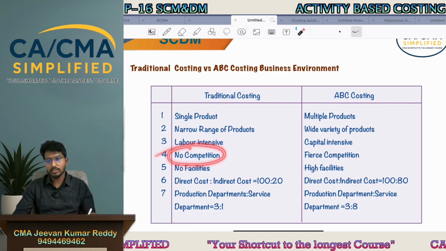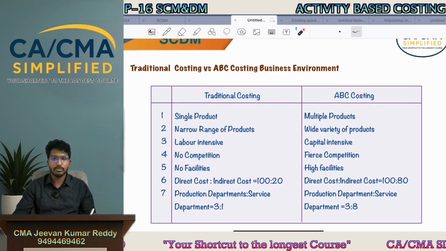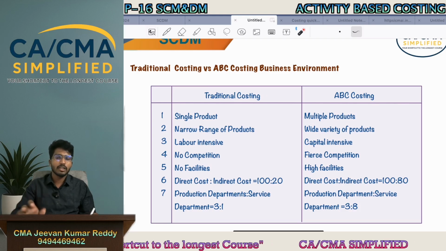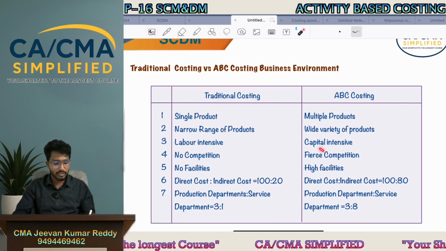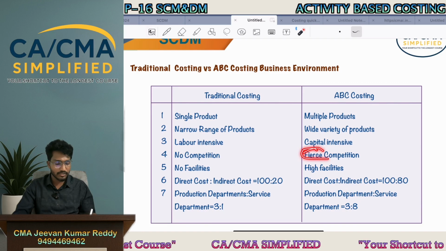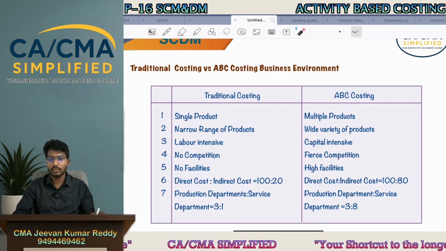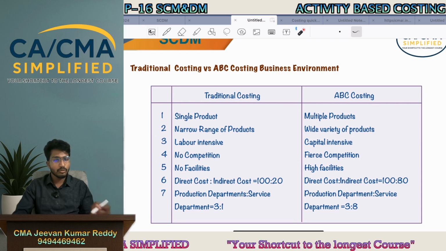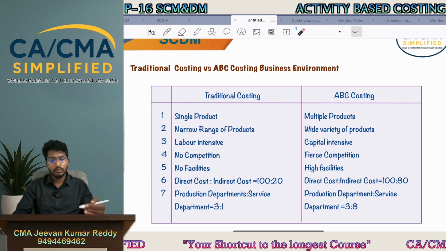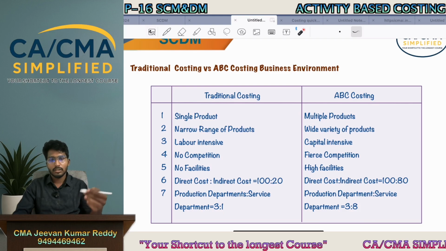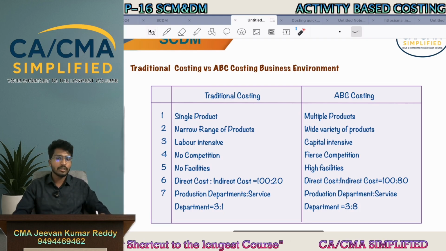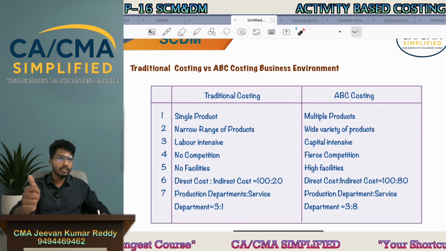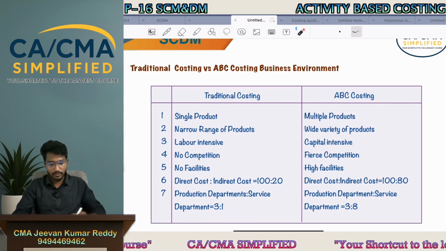The traditional costing system is used when there is no competition, because whatever amount you incur, you can get it from the customer. ABC costing is used when there is a high level of competition, because you need to reduce the cost. Whenever you increase the cost, you have to collect it from the customers. Ultimately, when the price of the goods increases, customers won't buy it. He will go with your competitor.